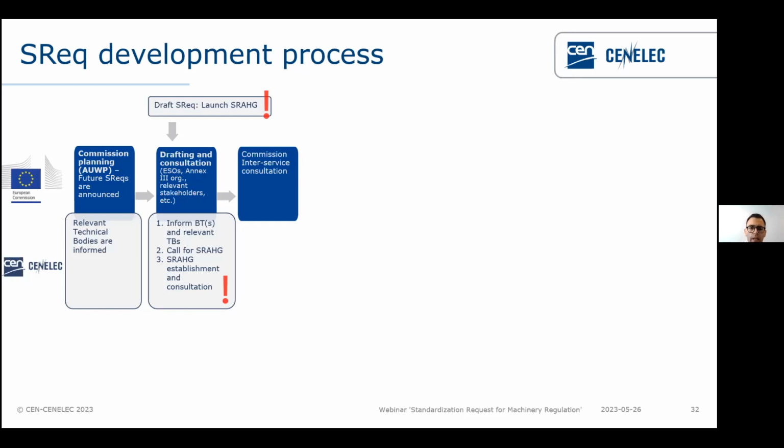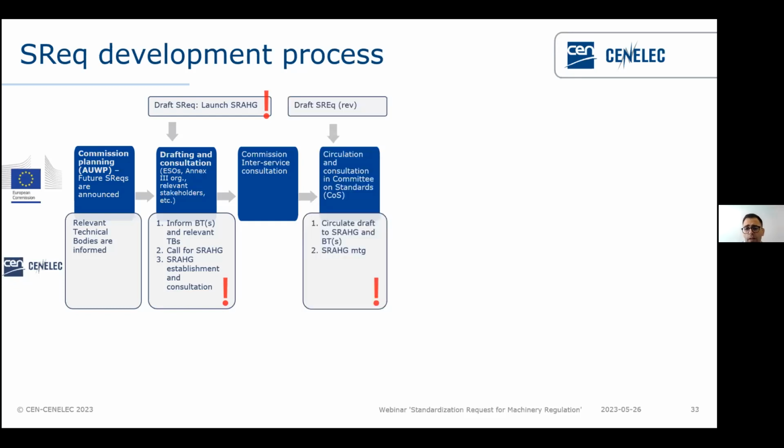But there will be a dedicated webinar on this new checklist for the standardization request. Then the next step is basically the Commission also circulates the document, or submits the document, to the Committee on Standards for consultation, the COS.